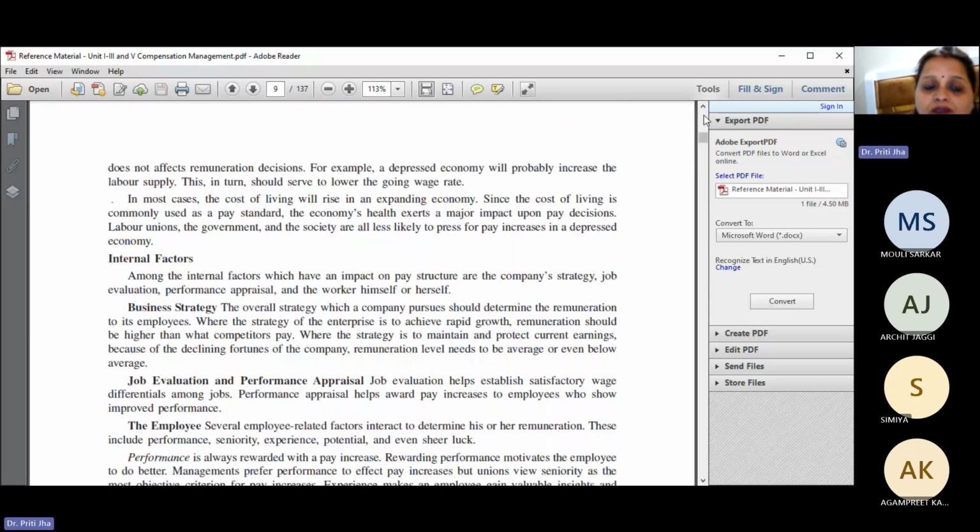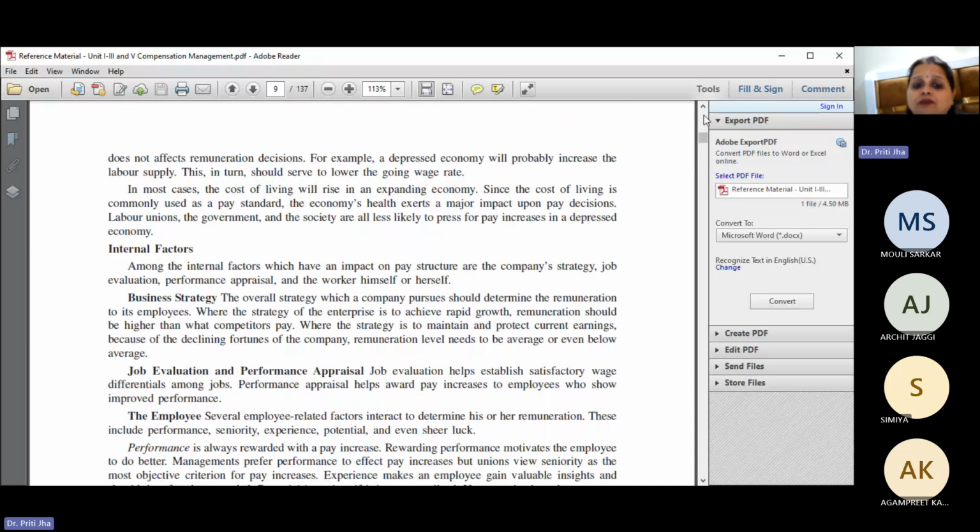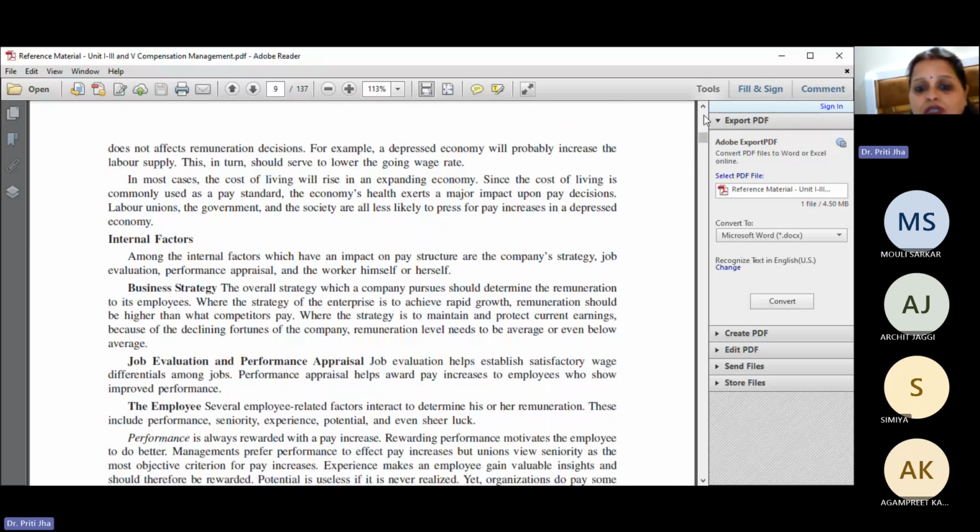Now come to the internal factors. In internal factors, we have company's strategy, job evaluation, performance appraisal, and the worker himself or herself. Business strategy, or company's strategy. The overall strategy which a company pursues should determine the remuneration to its employees. Where the strategy of the enterprise is to achieve rapid growth, remuneration should be higher than what competitors pay.